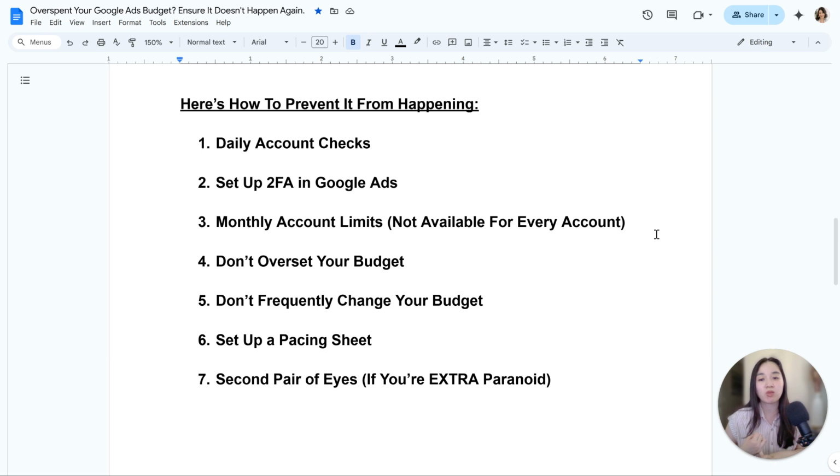So number 1, don't overset your budget right here, because you might forget. And then the other thing that ties into this is don't change your budget so frequently, because every time you change your daily budget, the 30.4 rule will reset. So let's say that you have an average daily budget of, let's say, $50, and then all of a sudden you then want to go to $100.